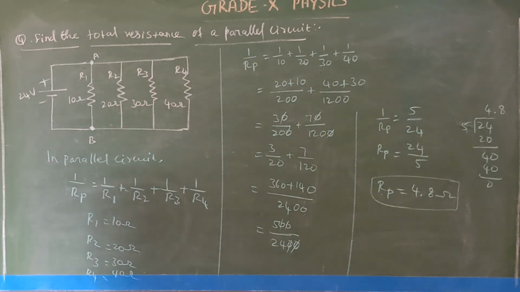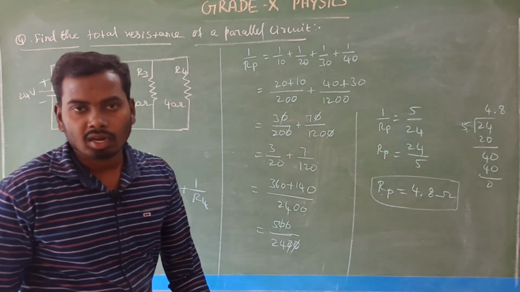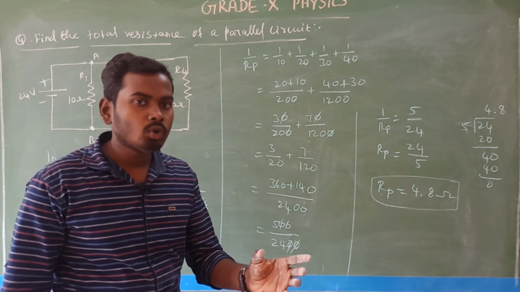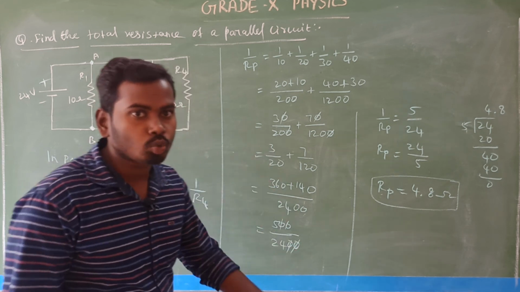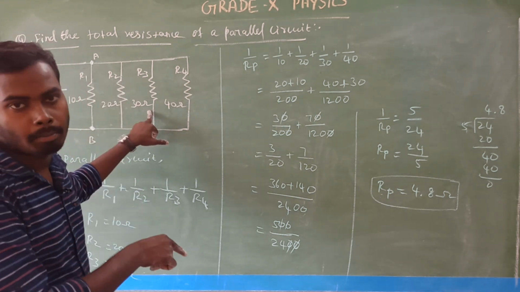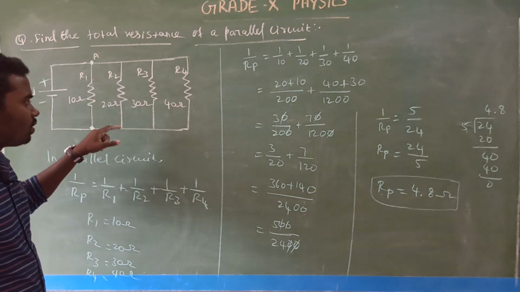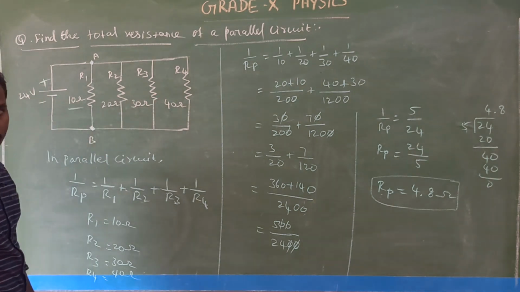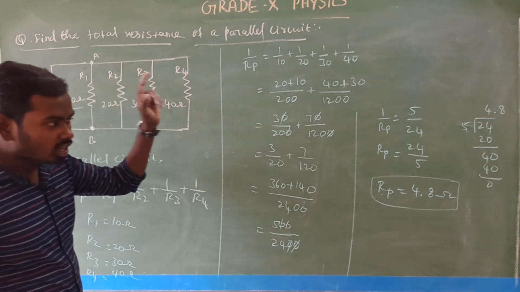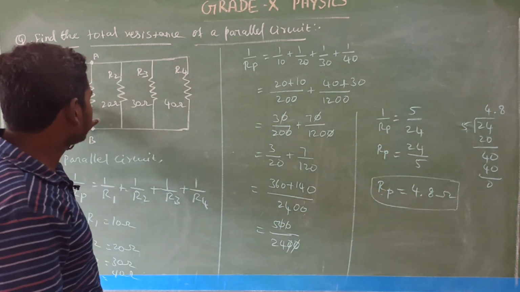4.8 ohm, that's all, very easy one. See, already we know that when a number of resistors are connected in parallel, the total resistance value will always be lesser than the smallest individual resistor connected in parallel. Am I right? Here in this combination, which is the smallest resistor value? 10 is the smallest resistance value. So here the total resistance value is smaller than the individual least resistance value.